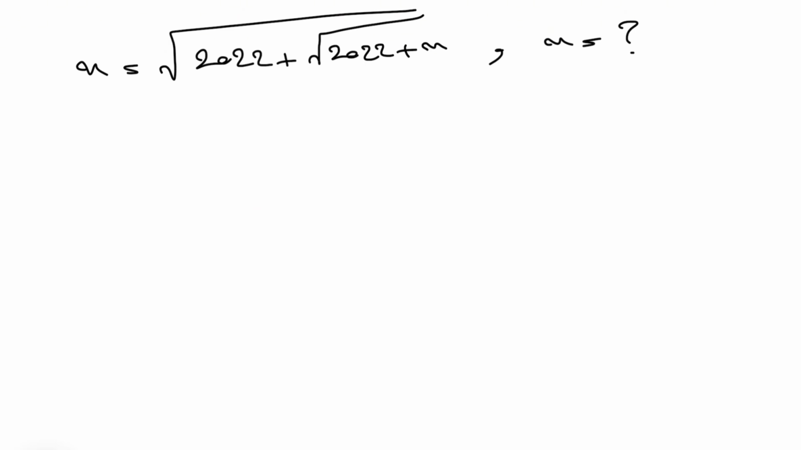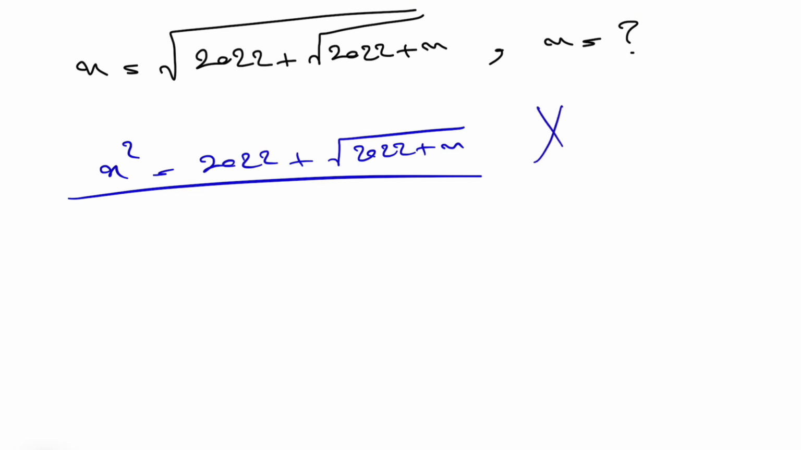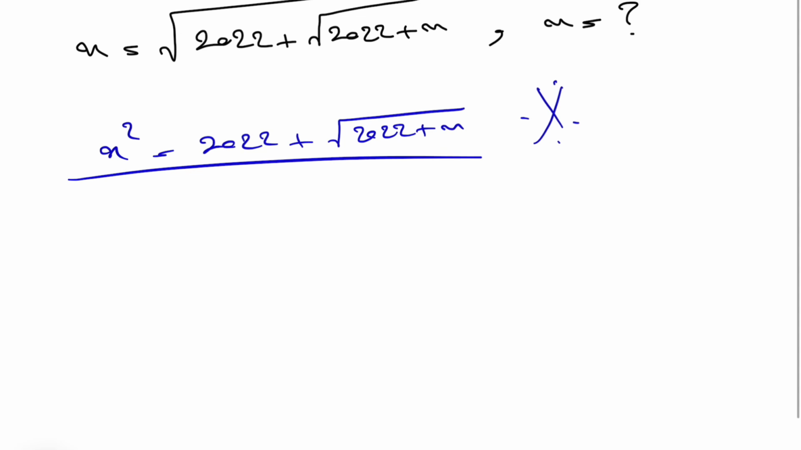So the first thing that comes to mind is to raise each side to the power of 2, but this might make things a little bit complicated. We'll have x squared equals 2022 plus x, and this is not something easy to deal with. But let's see what we have in here.